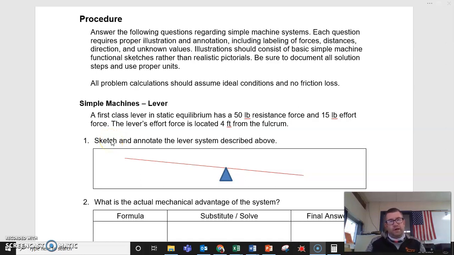Hey guys, today we're going to walk you through some of these simple machines practice problems. In the previous video, we outlined some of the ways that you can calculate simple machines, that you can have mechanical advantage. We talked about both ideal mechanical advantage and also actual mechanical advantage. Remember that ideal mechanical advantage involves distances, and actual mechanical advantage involves forces.